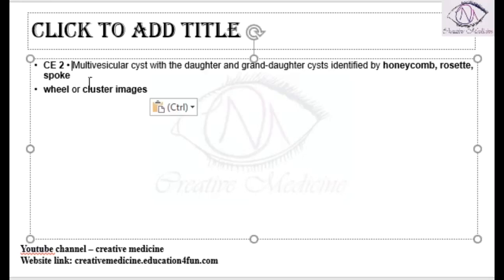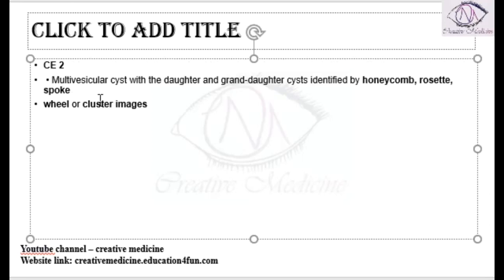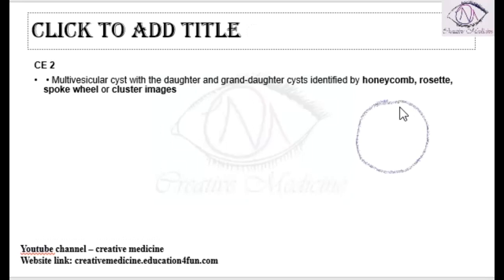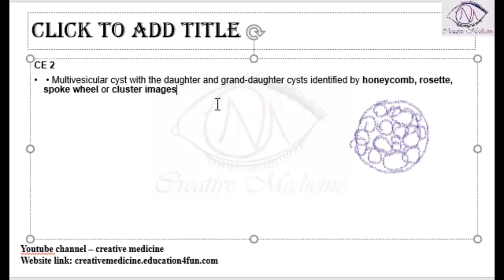Then we have CE2. In CE2, a multivesicular cyst is seen with daughter cysts and granddaughter cysts. This looks as though there is a rosette arrangement, or spoke of wheel arrangement, or cluster arrangement, because of the multiple daughter cysts which are present. So this is CE2.